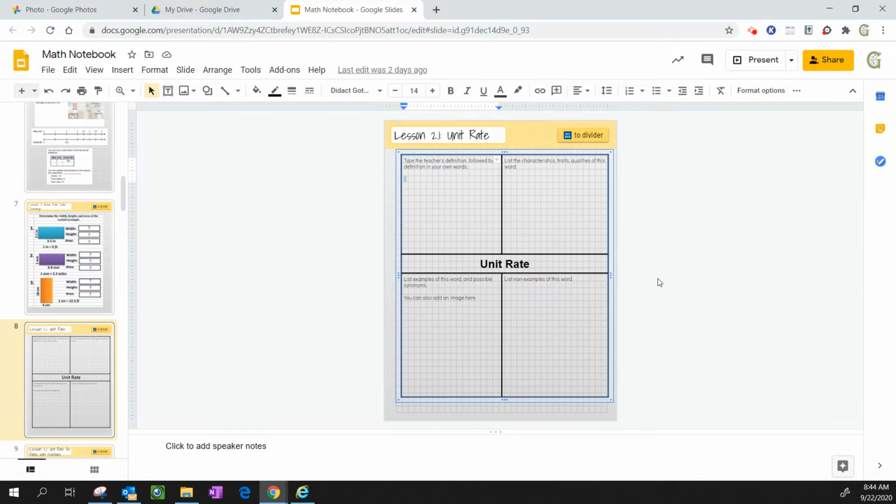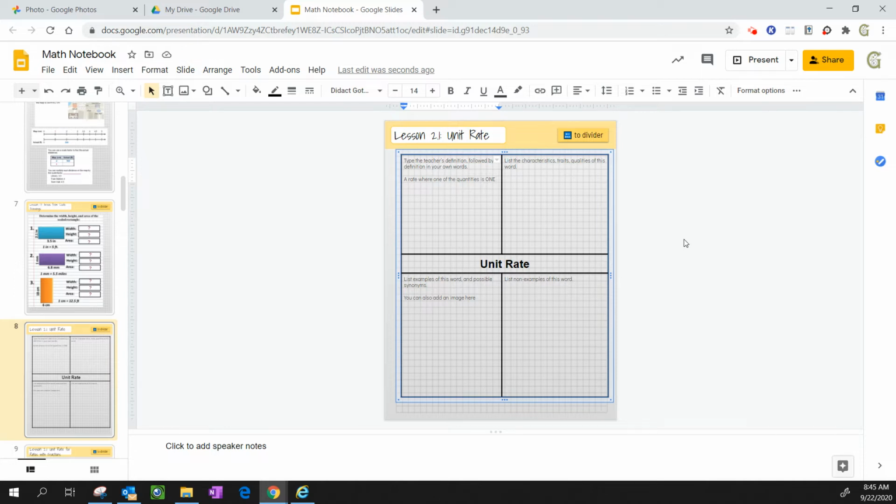So go ahead and go to this page in your math notebook if you haven't already. You can pause it. Okay. So here we go. The first part, we're going to type in the definition, and then you're going to put it in your own words. So a unit rate is going to be a rate where one of the quantities, or numbers is another word for that, is 1. So that's going to be kind of your secret here.